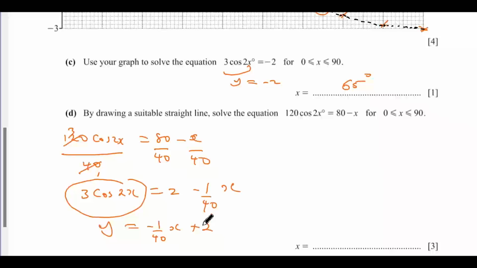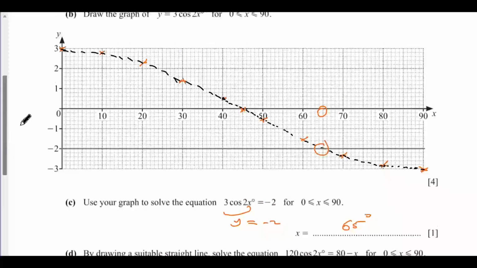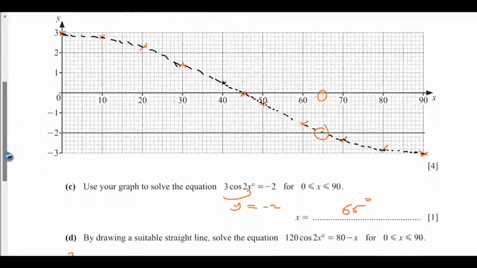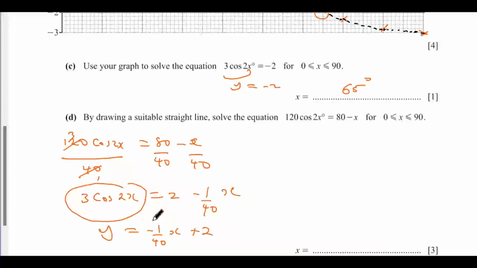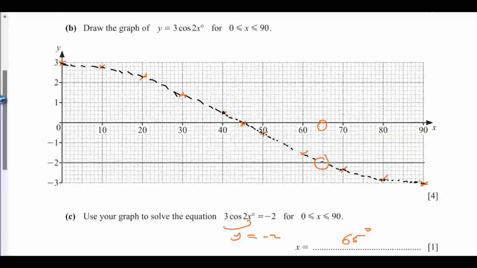From here you just have to get 2 points. When you compare this with the general equation of a straight line, you see that the gradient is minus 1 over 40, and the intercept on the y-axis is plus 2. But we cannot use that, because minus 1 over 40 is not that flexible.